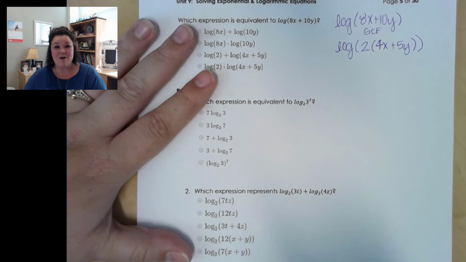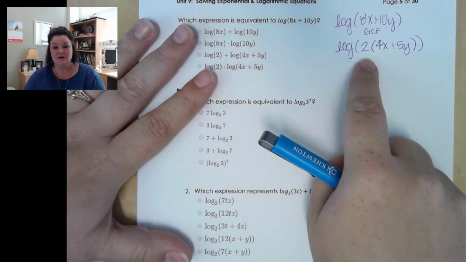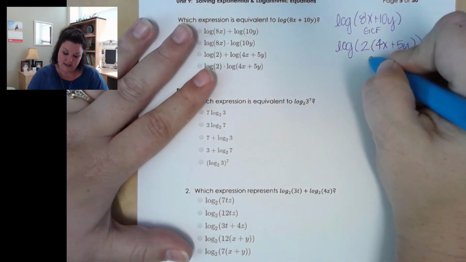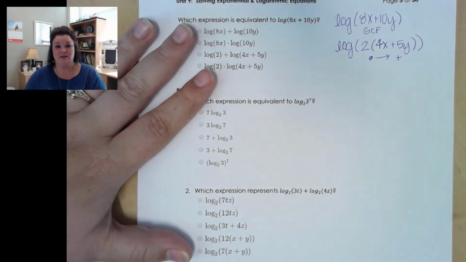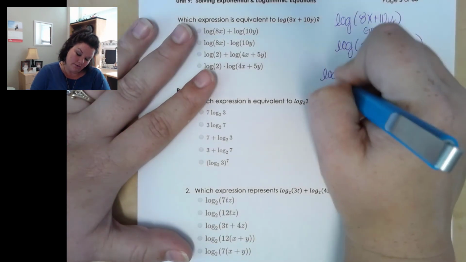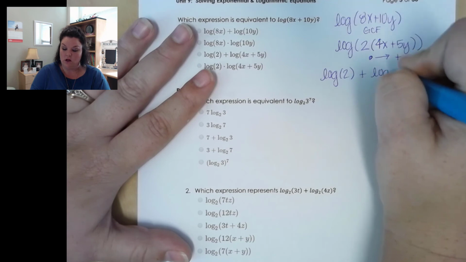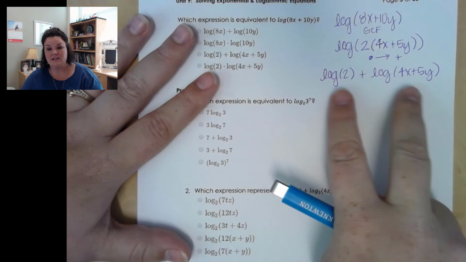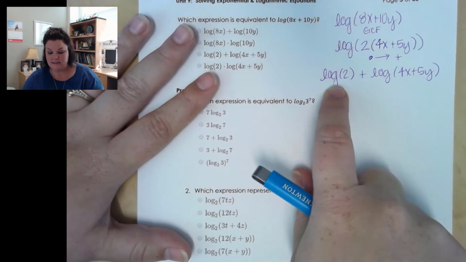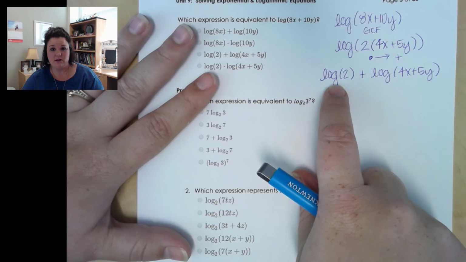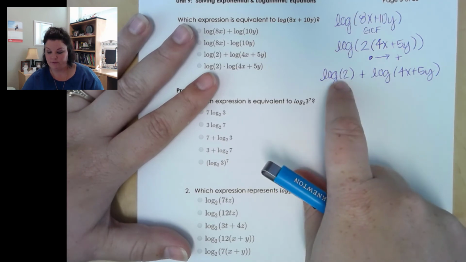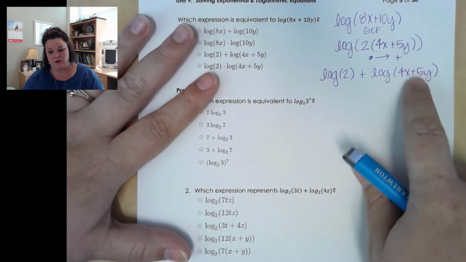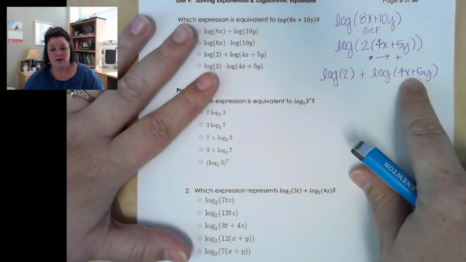Okay, so now that I was able to pull out a greatest common factor, now we have a multiplication in here, right? I have 2 times a quantity, and multiplication expands into addition. So I can write this as log of 2 plus log of 4x plus 5y, right? And then from here, I just double check to make sure I can't go any further. This is log base 10 because there's no number written there. 10 and 2 are not going to cancel. And then here, I can't go any further because I have an addition inside here, and there's no greatest common factor for what I have listed here.